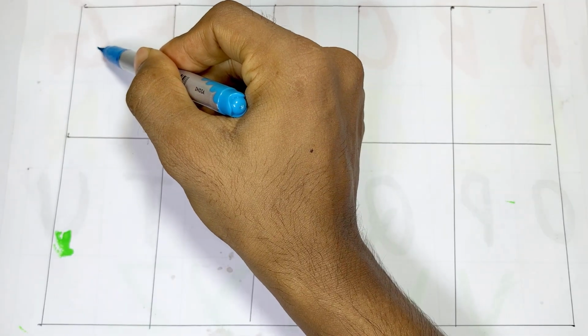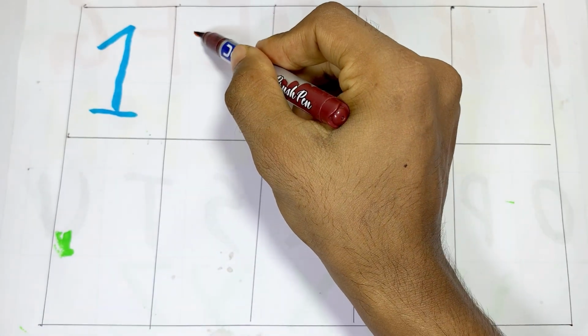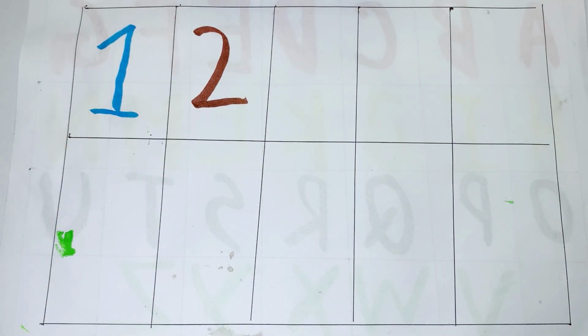Kids, now you draw 1. 1, O-N-E, 1. Now you draw 2 and use brown color. Now I know my ABC. 2, T-W-O, 2.